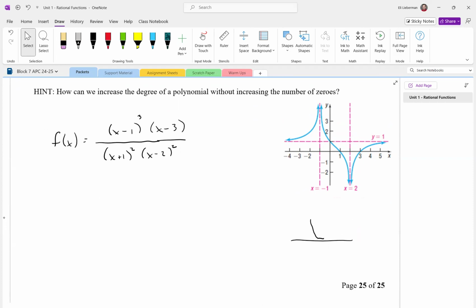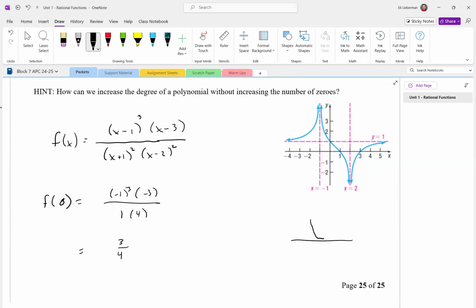So does that work out? How do we check the y-intercept? I'm going to find f of 0. So if I make that, it's going to be -1 cubed times -3 over 1 times 4. Is that right? Which equals 3/4. But we want it to equal 1. So this is what David was saying before. This is where this comes in handy.